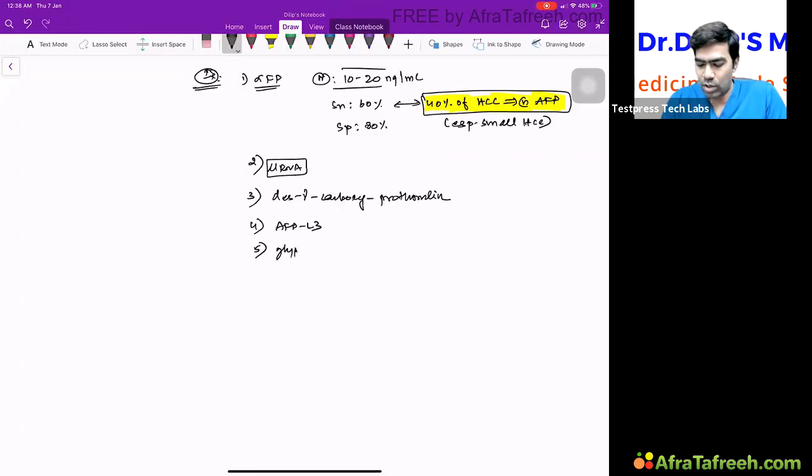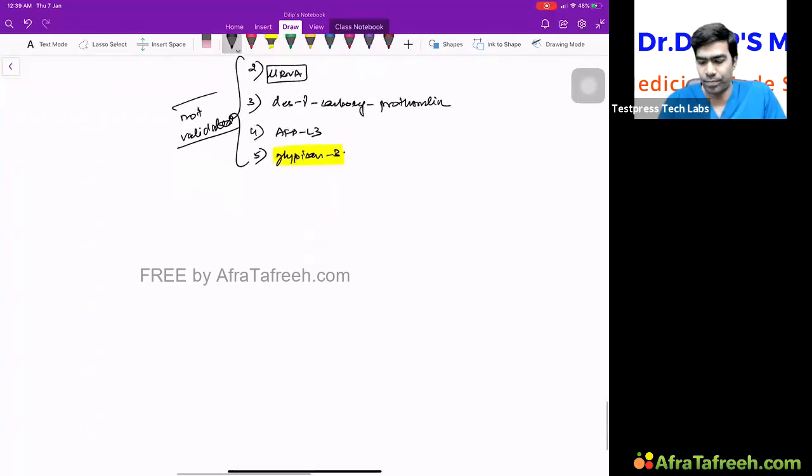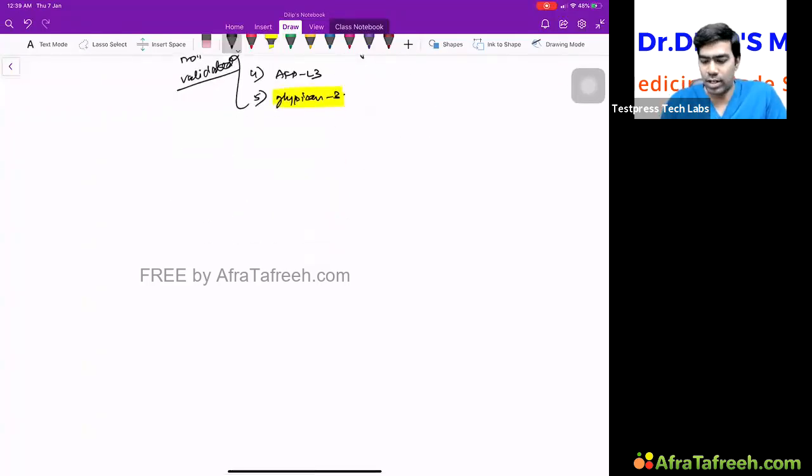And then we have something called glypican-3. This is a cell surface heparan sulfate proteoglycan, so it is a cell surface proteoglycan. Glypican-3 is upcoming, and many of the trials are using it. Nevertheless, we are still stuck with alpha fetoprotein because of the cost. At the same time, these markers are not validated yet for clinical practice. But among all of these, glypican-3 is one of the very good candidates for the future for detecting hepatocellular cancer.